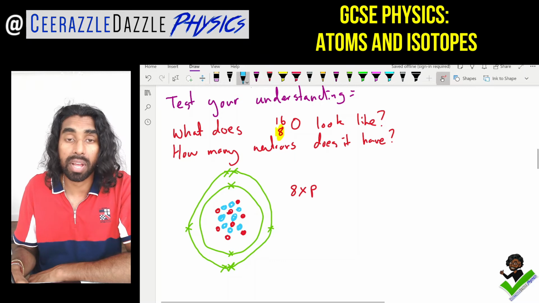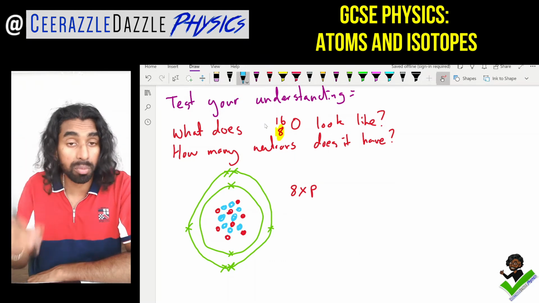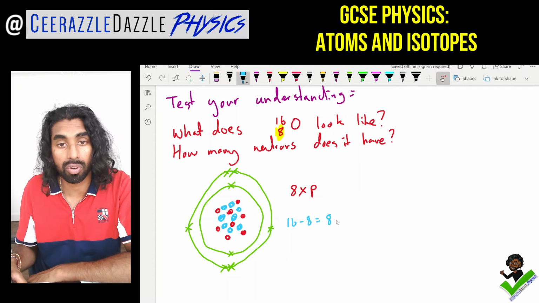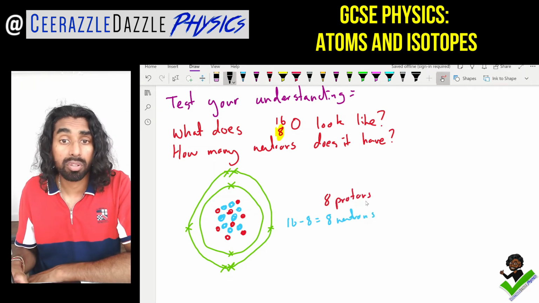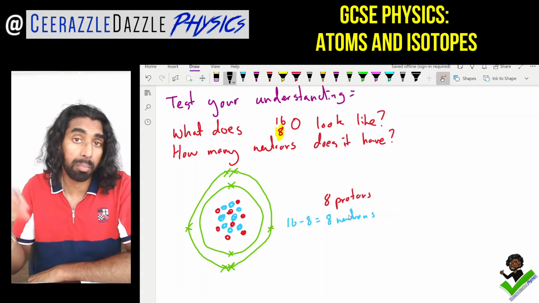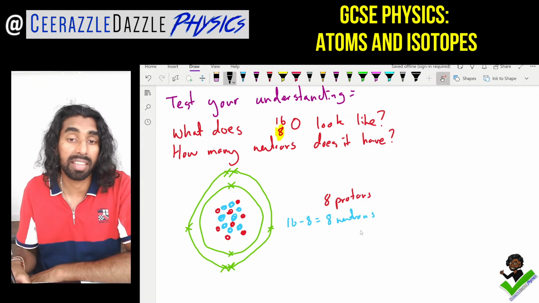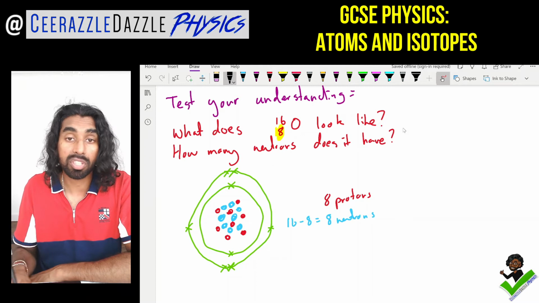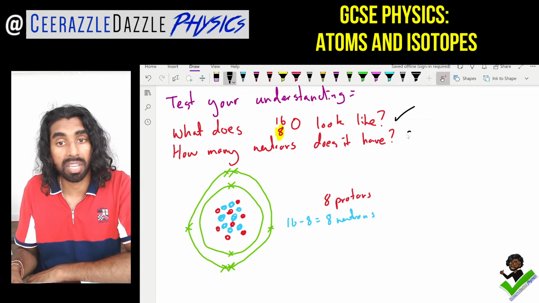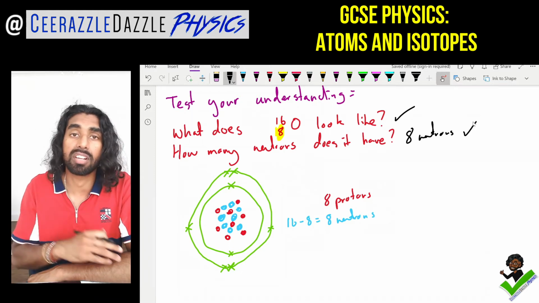How many neutrons do I have? Well, I can quickly work that out. I simply do top number minus the bottom number. So therefore, 16 minus 8 equals 8. So I've got 8 neutrons. So 8 protons over here and 8 neutrons. And I got the 8 neutrons by doing top number minus the bottom number. So what does it look like? We've done that. And how many neutrons does it have? Well, we know it's going to be 8 neutrons in this case. Wonderful stuff. So we've done these two questions to test our understanding.